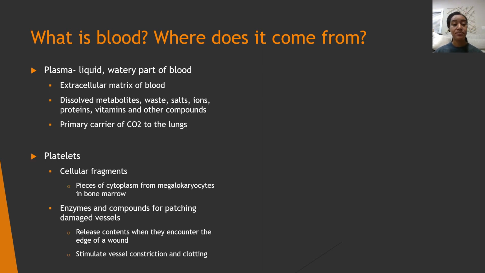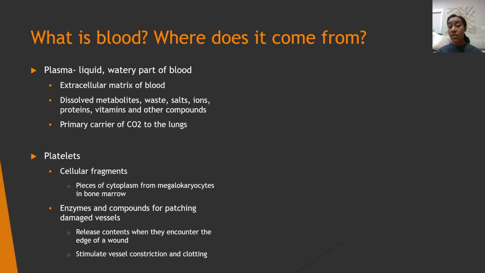The blood also has platelets, and platelets are cellular fragments from these large cells that are contained in the bone marrow called megakaryocytes. Basically, these megakaryocytes break off parts of their cytoplasm that are released into the bloodstream, and those are platelets. And platelets are basically packets of enzymes and compounds that are responsible for patching damaged vessels.